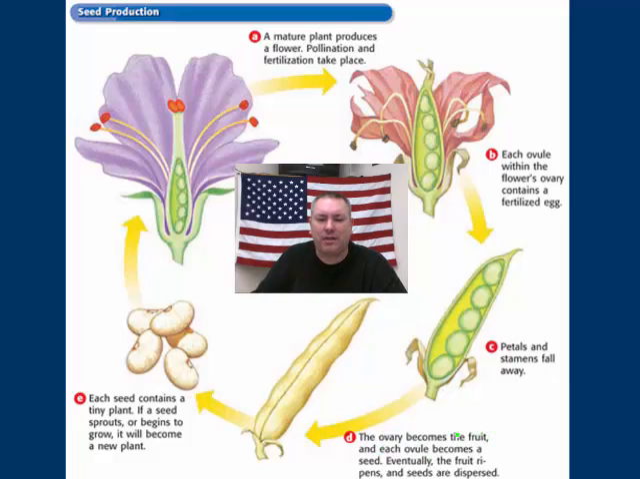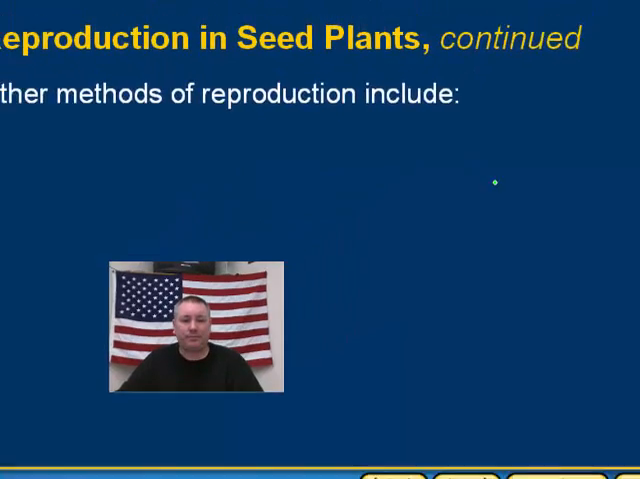The ovary becomes the fruit, and each ovule becomes a seed. Eventually the fruit ripens and the seeds are dispersed. So this is an example of a pea right here, I would say, or a bean. So the seeds inside there are actual tiny little plants. All right, and eventually that fruit opens and disperses those seeds, and then those seeds grow to become the plant, and then I guess the plant gets fertilized again, and it keeps going on and on.